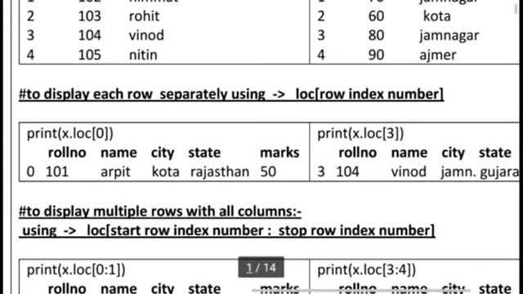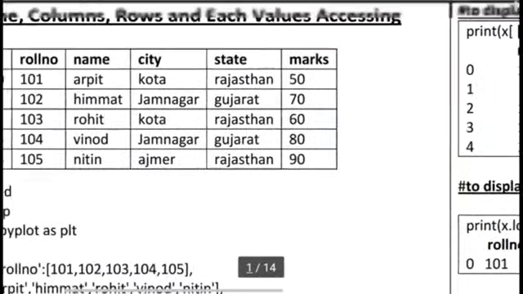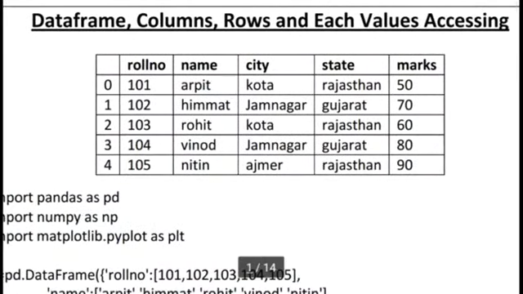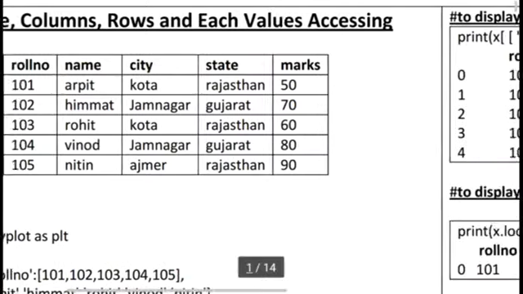So you can see, to display each row separately using loc, always use square brackets, and inside we can use the row index number. Here you can see we have different row index numbers. Index 0 row is 101 Arpit, Kota, Rajasthan, 50. Index 1 is 102 Himmat, Jamnagar, Gujarat, and 70. Here I want to access each and every row, so in a data frame we always use loc.